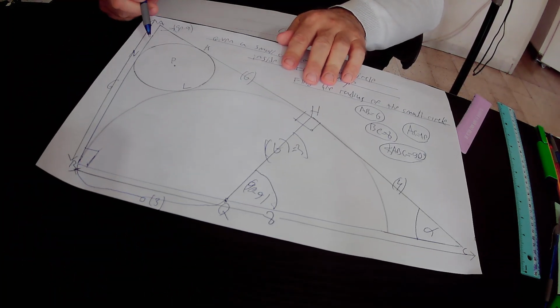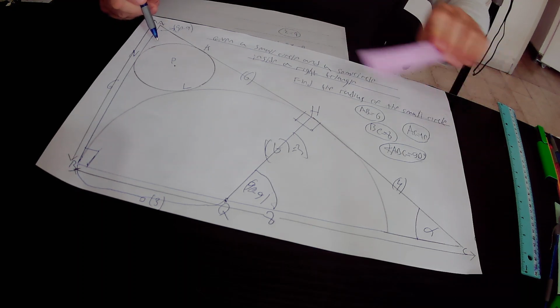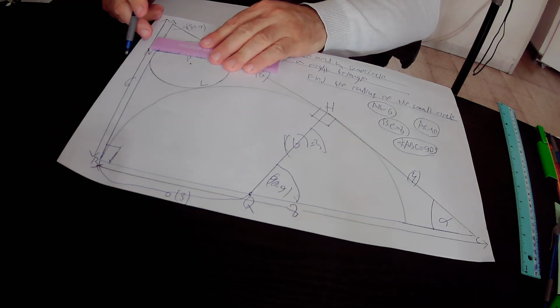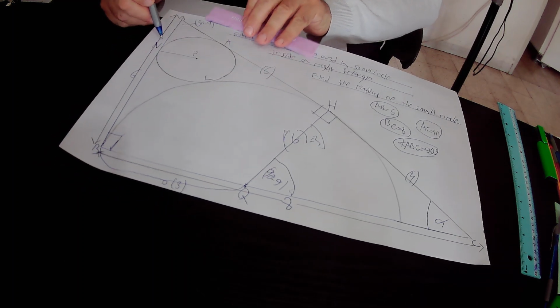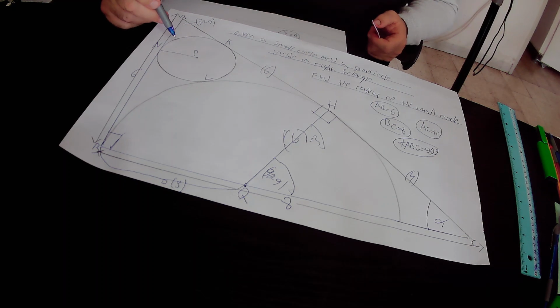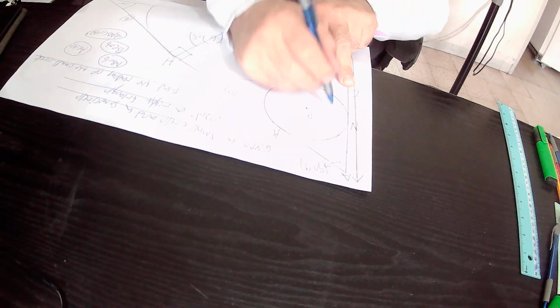In the next step, we join points P and N together by a straight line. PN is of course the radius of this small circle. We define the radius of this small circle as A, therefore PN equals A. A is the radius that we are looking for in this question.